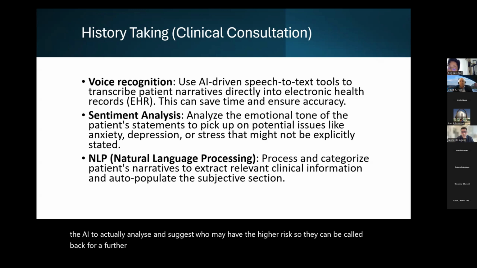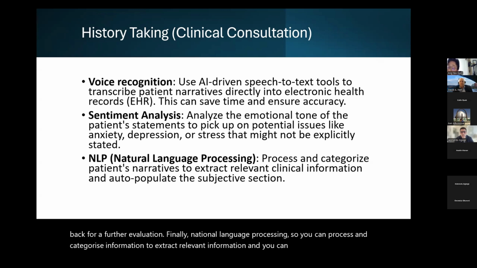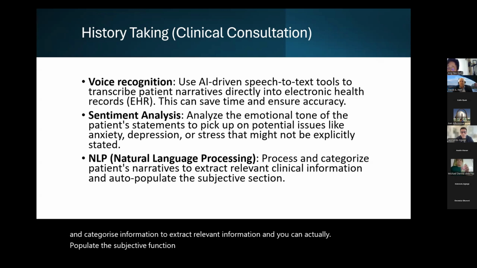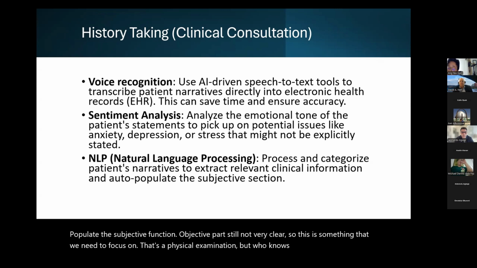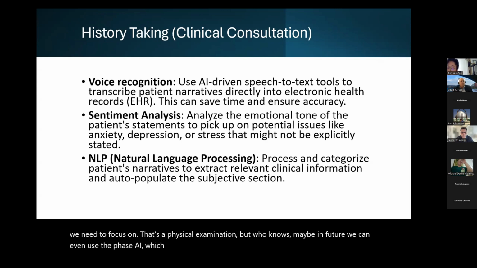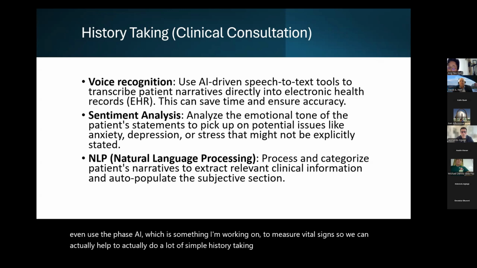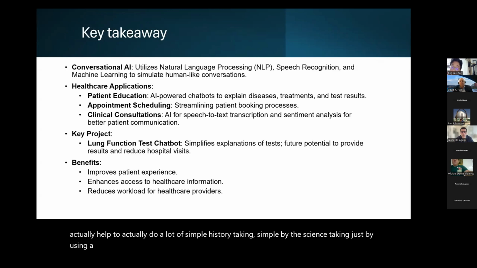Finally, natural language processing, so you can process and categorize information to extract relevant information, and you can actually auto-populate the subjective function. Objective part, still not very clear. So this is something that we need to focus on. That's the physical examination. But who knows, maybe in future, we can even use the face AI, which is something I'm working on to measure vital signs. So we can actually help to do a lot of simple history taking, simple vital sign taking just by using a video. So I spoke about a lot.